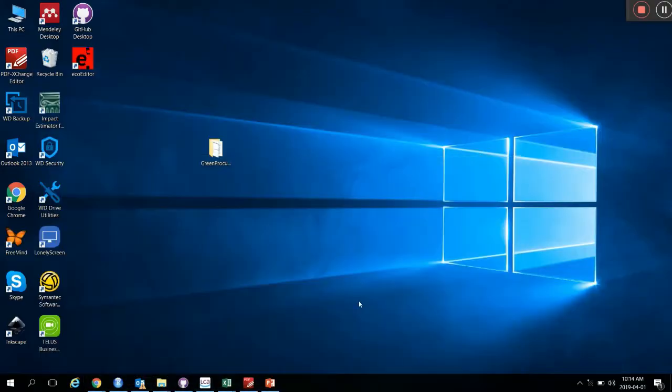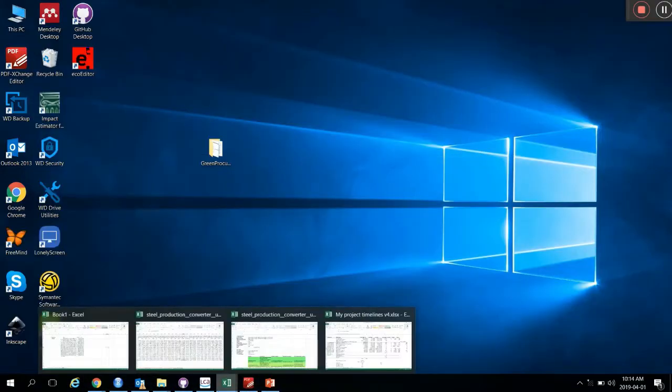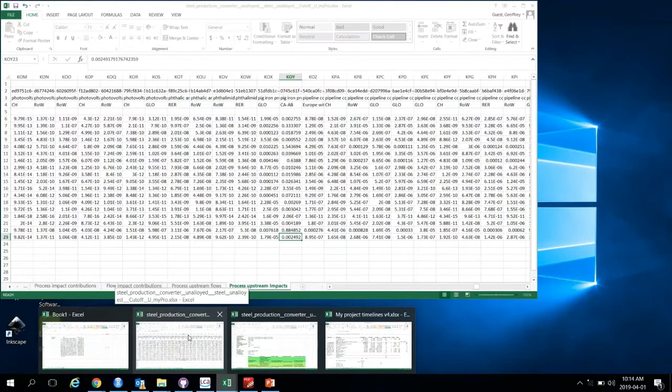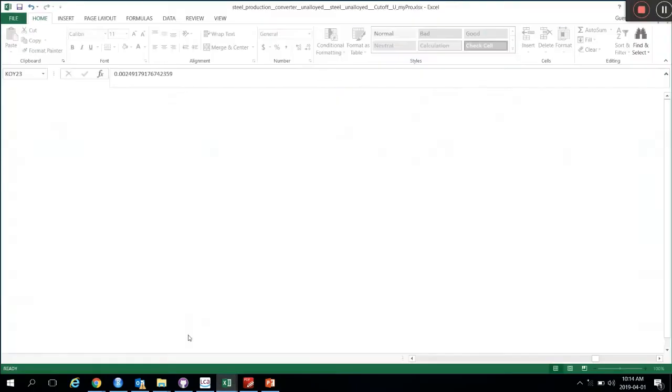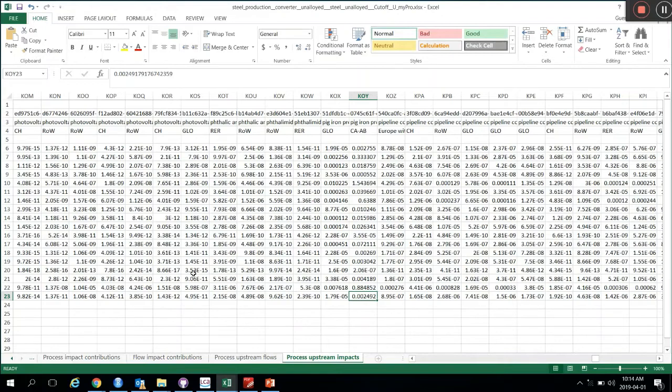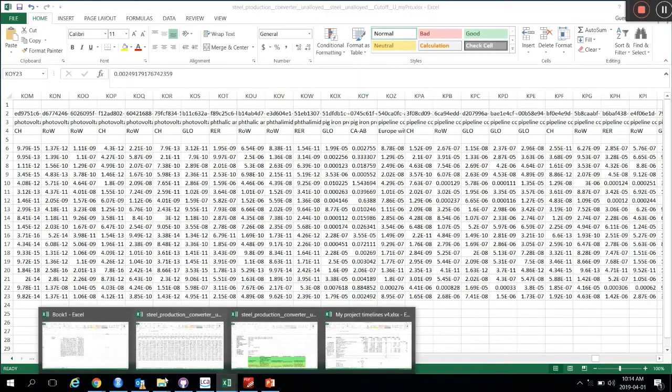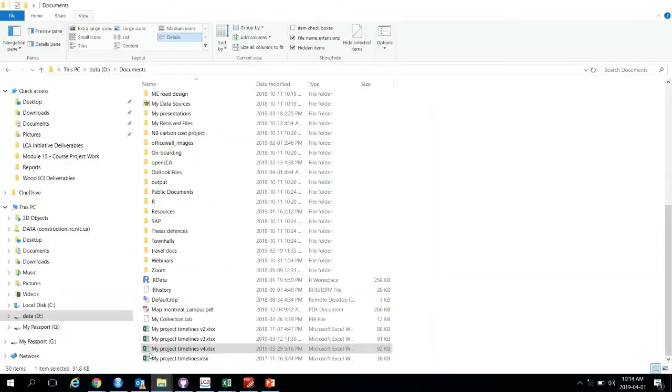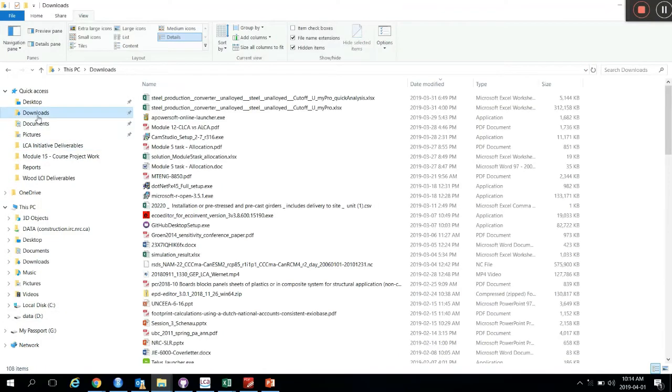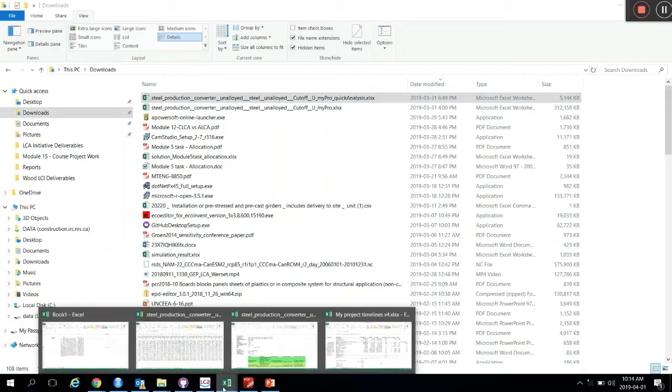All right, so now let's look at the outputs to Excel. So the simple analysis. Let's just look at the file first. I just downloaded it and put it in my downloads. Immediately you can see, wow, this analysis calculation is way bigger. It's like 312 megabytes, whereas the simple quick analysis is only 5 megabytes. So we can ask, why is there such a big difference there?